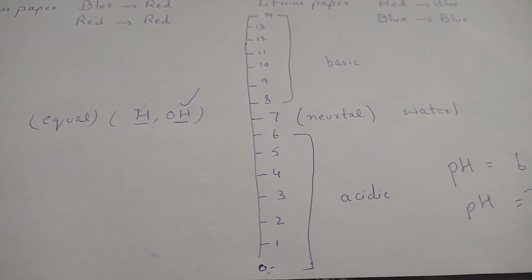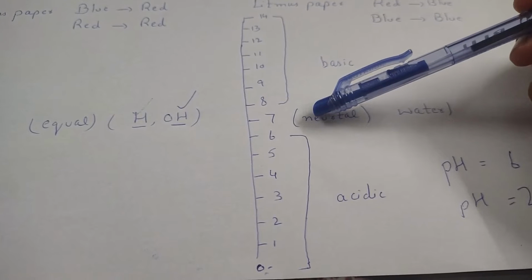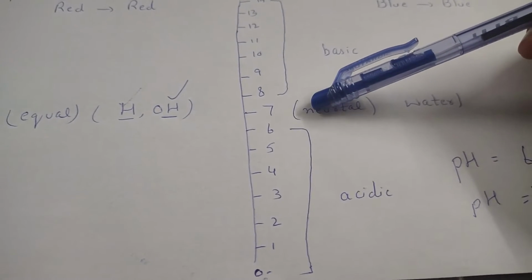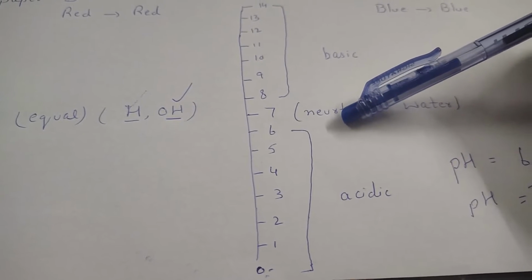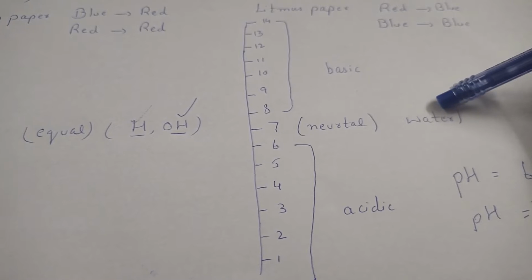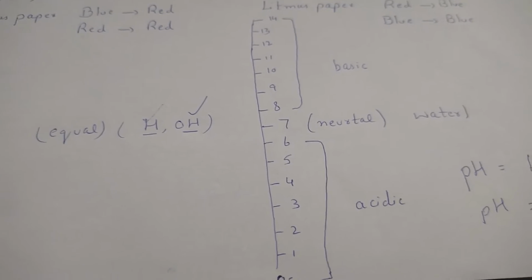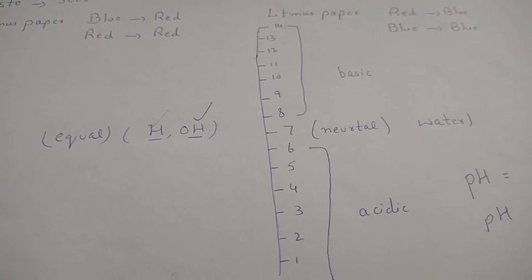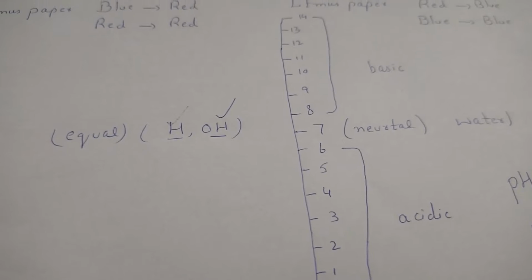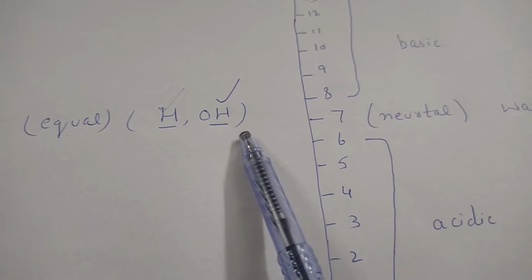This is the pH scale. The pH scale is from 0 to 14. If any object has pH 7, it means it is neutral, neither acidic nor basic. Water is an example of neutral pH. If water is neutral, it has pH 7. What does it mean? It means that it has equal amounts of hydrogen and hydroxyl ions.